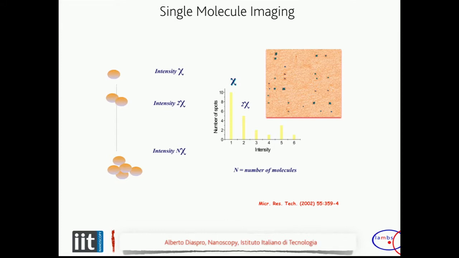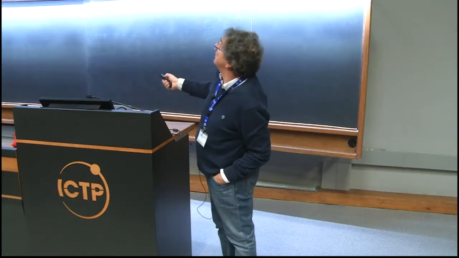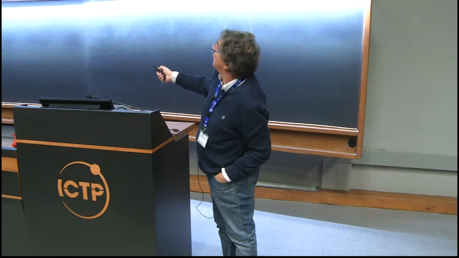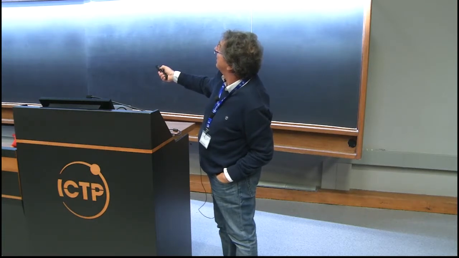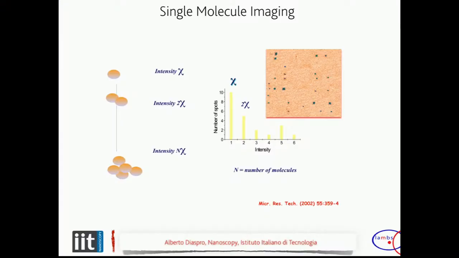and now you measure the intensity of each spot, you can have a distribution of intensities. Again, if the experiment is well done, it's possible that you have a majority population made by molecules having the poorest signal, and then you have multiples of this signal. If the experiment is well done, this is what would happen.